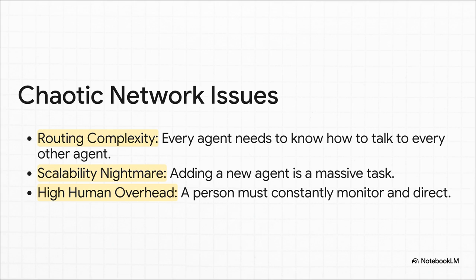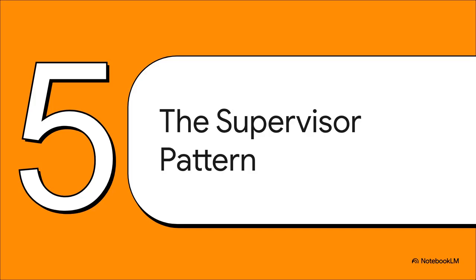And this chaotic approach, as you can imagine, created huge problems. The routing logic was impossibly complex. Trying to add a new specialist agent, oh, that was a nightmare, because you had to go back and update everyone else. And it almost always needed a human babysitter to constantly step in and direct the traffic. It just doesn't scale. So, to solve all this chaos, a much more elegant and powerful design pattern has emerged, and it's one that LangGraph is perfectly built to implement.